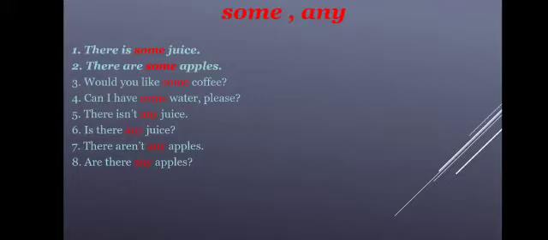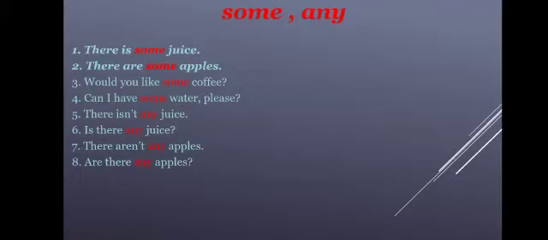In which sentences is there some juice? It's affirmative. There are some apples, affirmative. Would you like some coffee? Here it's an offer. Can I have some water, please? This is a request. So we can use some before the uncountable and plural noun in affirmative sentences, offers and requests.